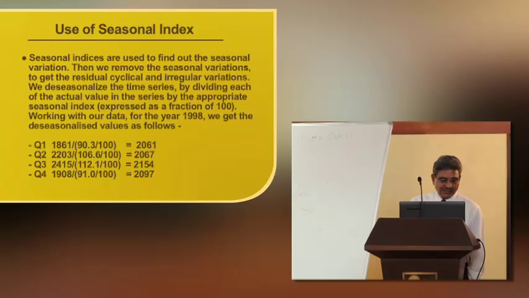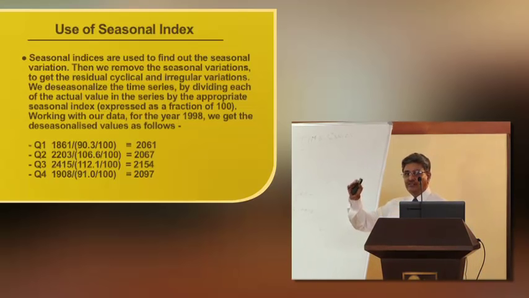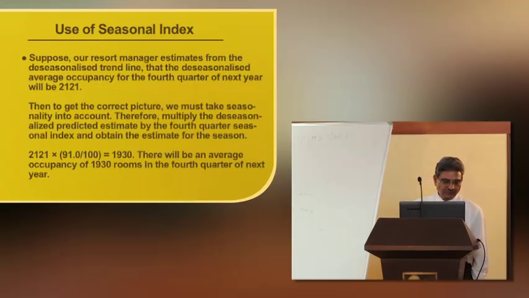This is what we call the deseasonalized index. The deseasonalized value reflects only the trend, cyclical and irregular components of the time series. Now we can compute the trend line and use it for predictions. Now we have arrived at the deseasonal index. We use this for projection, or what is called forecast.